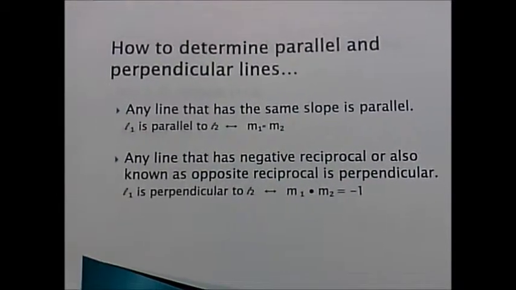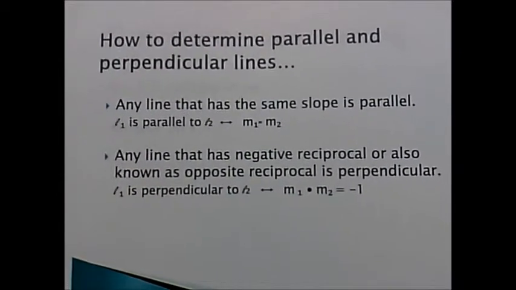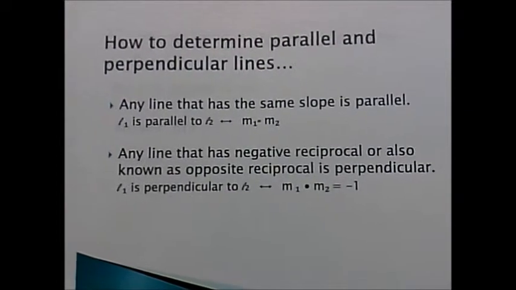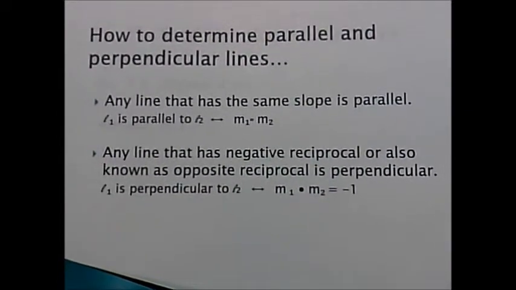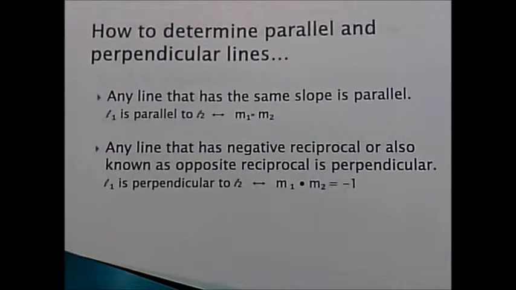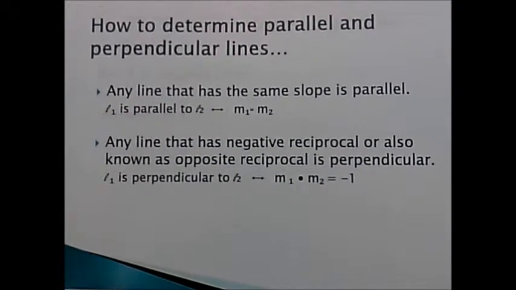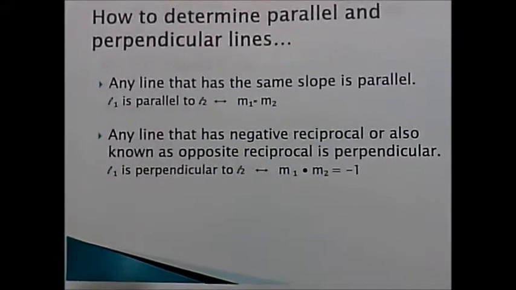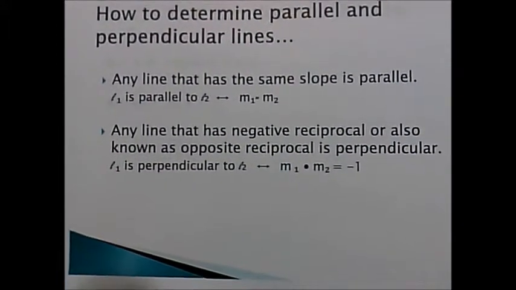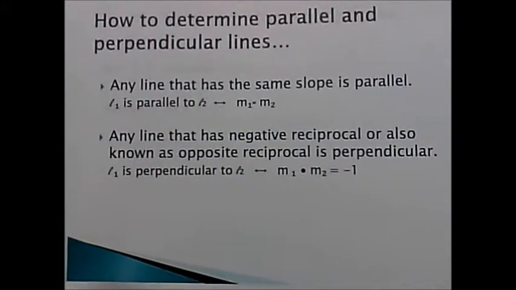Any line that has the same slope is parallel. Line 1 is parallel to line 2, meaning that the slope of line 1 is equal to the slope of line 2. Any line that has a negative reciprocal, also known as opposite reciprocal, is perpendicular. Line 1 is perpendicular to line 2 if the slope of line 1 times the slope of line 2 is equal to negative 1.